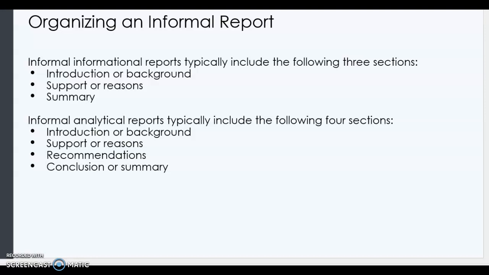Informational reports typically include 3 sections: an introduction or background, the support or reasons, and finally the summary. Informal analytical reports have a lot more sections, but they usually have the following 4: an introduction or background, support or reasons, recommendations, and conclusion or summary.